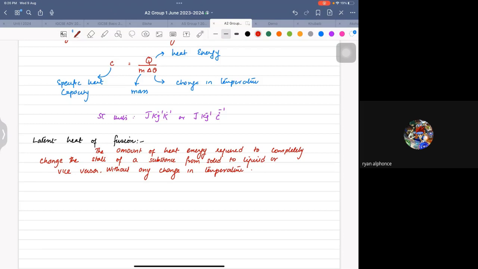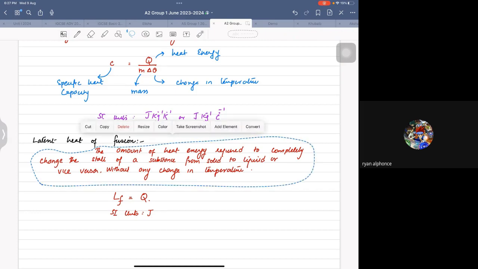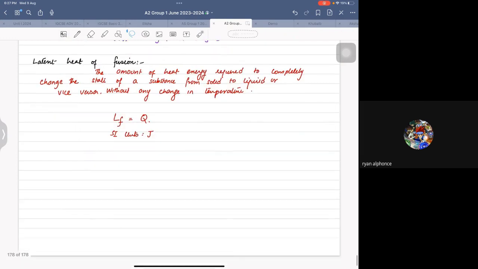Okay, sir. So the symbol of this is capital L and F. This is equal to Q. That is the formula. SI units would be just joules. Now I'm going to just want to copy this, reuse it again and again. So you guys can write it down.